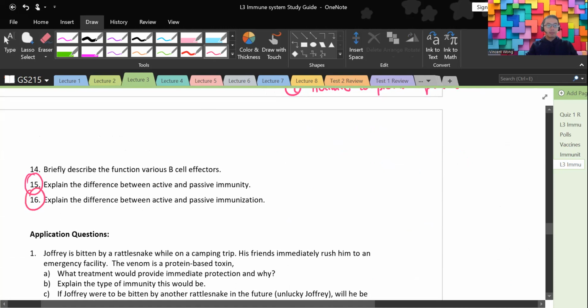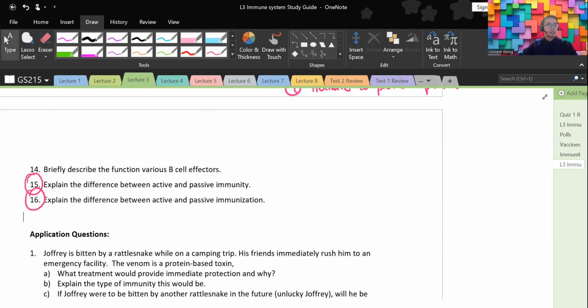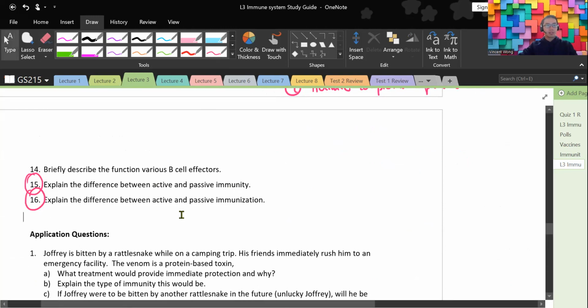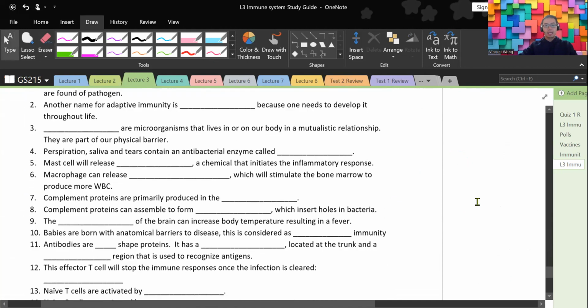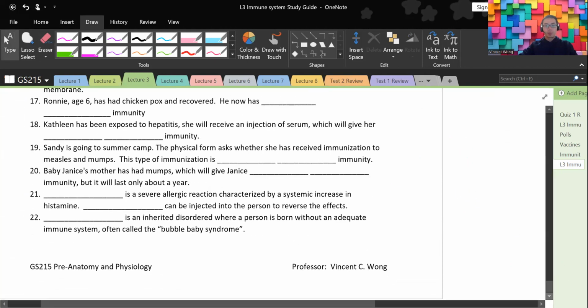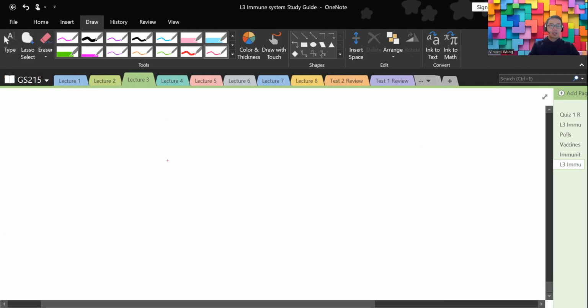Do you guys want me to explain the active passive immunity again, and then active passive immunization? Yeah, that usually is a little bit confusing. Okay, let's go through that one. I'll do it at the end, so when I pose it, it will be there.